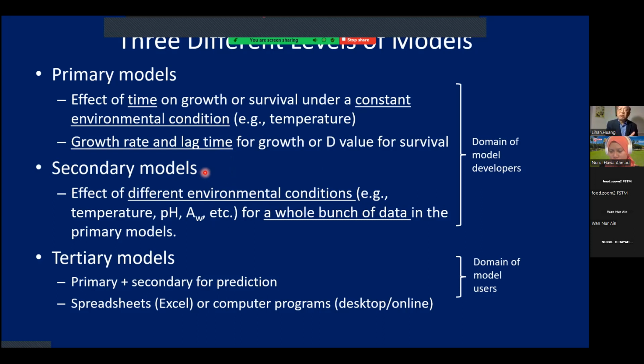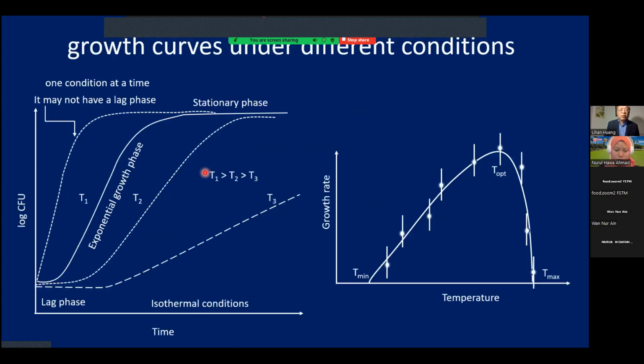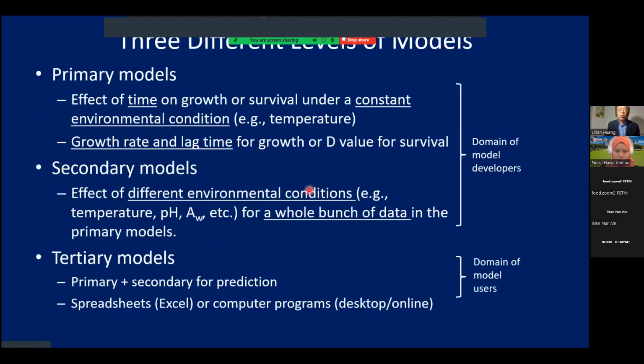It's how different temperature conditions or other environmental conditions affect bacterial growth and survival. The model for this kind of curve, we call the primary model. The model for this kind of curve, we call the secondary model. Once the models are developed, we can combine the primary and secondary model to make predictions. We call this the tertiary model. It's the application of primary and secondary models for prediction.